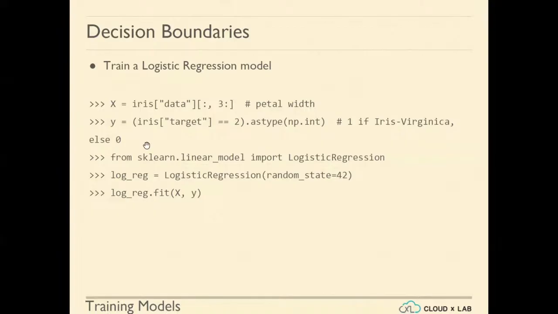So random state equal to 42 means? Yeah, this we are using to ensure reproducibility, right?